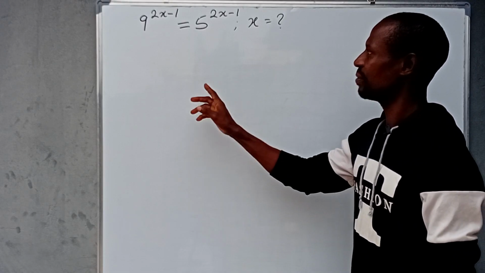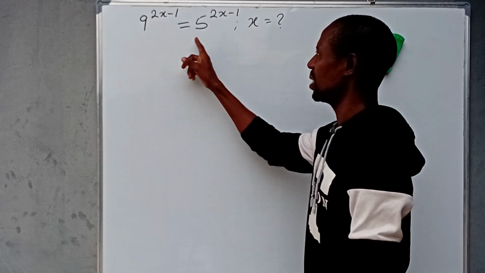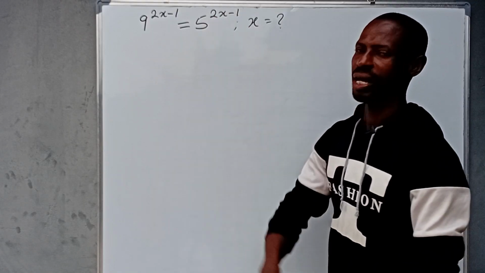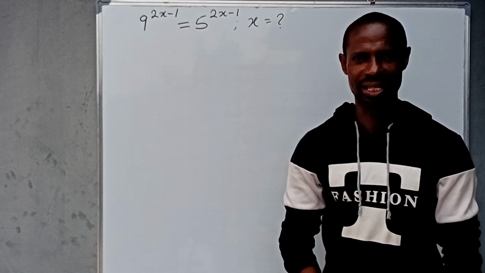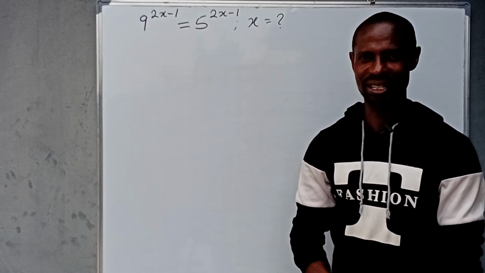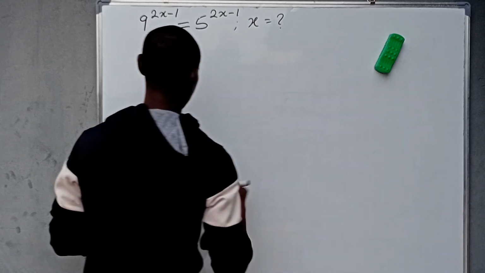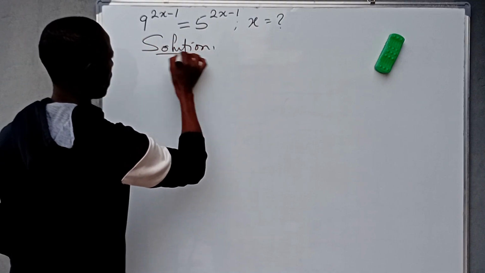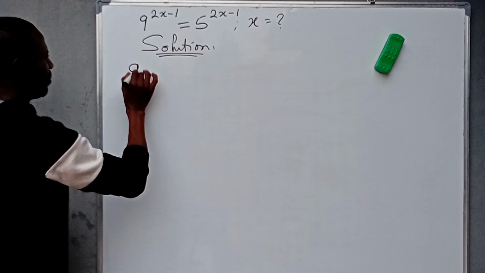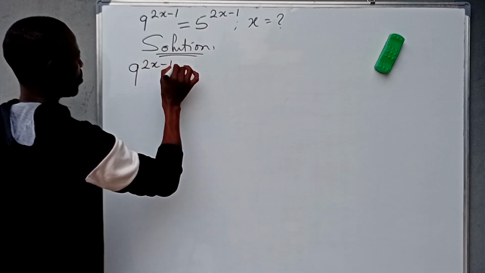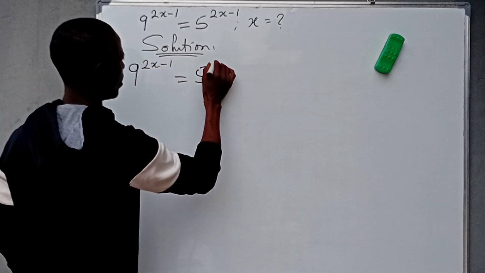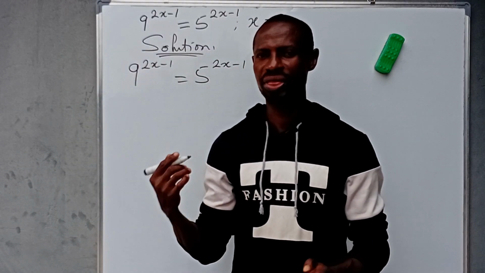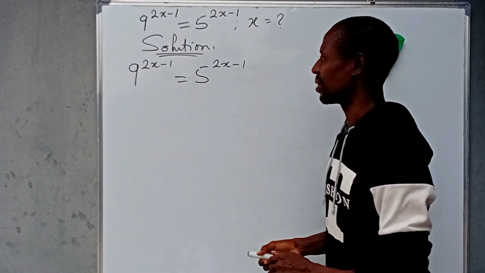Now, if you check carefully, you discover that the base numbers are different, but the expressions at the power are the same. So how do we get the value of x here? It's pretty easy. So let's take a look. We have 9 to the power of 2x minus 1 equals 5 to the power of 2x minus 1. Now we can use two, three or four methods to handle this.